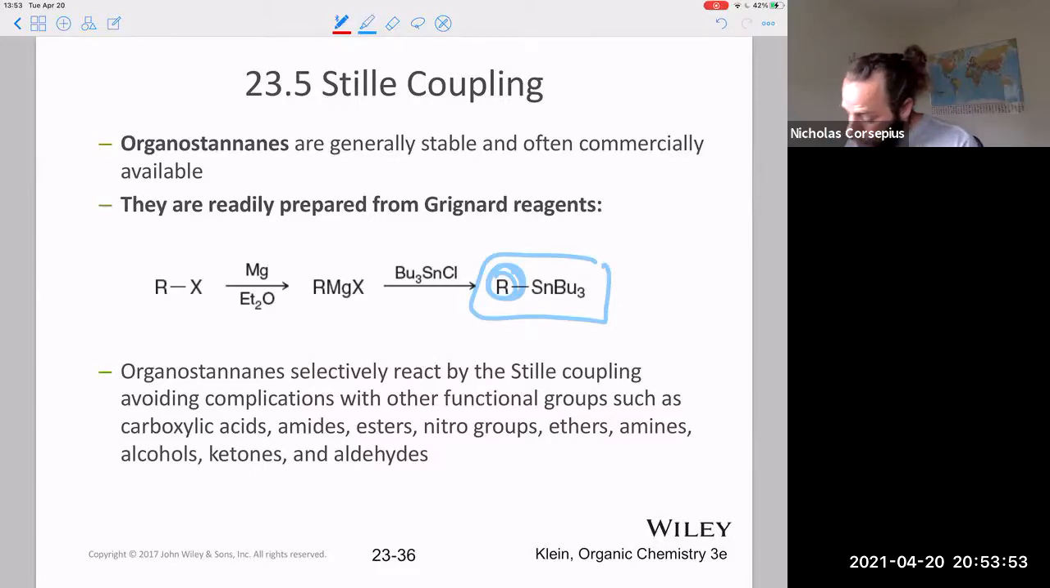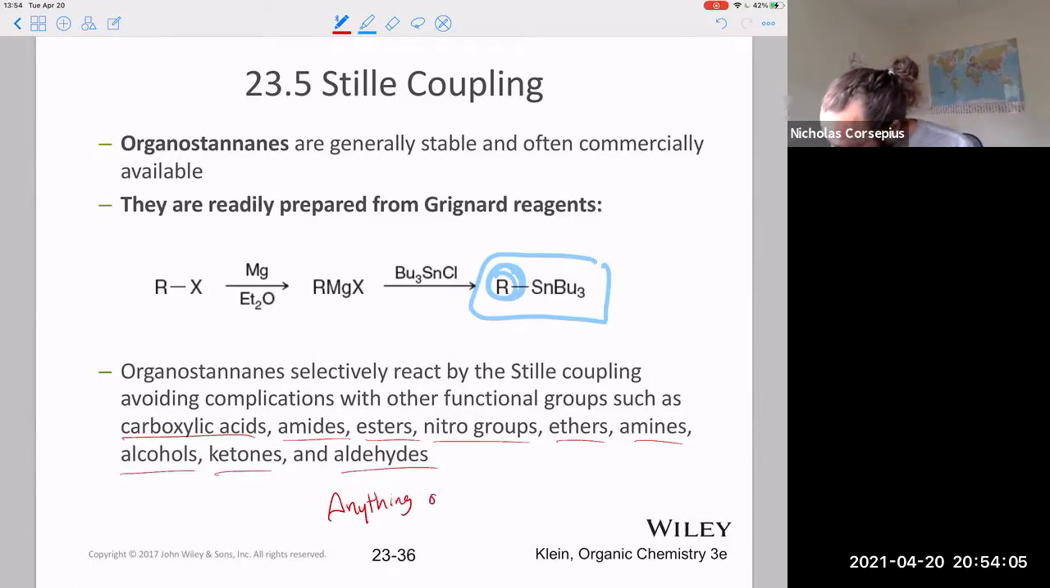So on the halide, you can have a variety of amines, alcohols, ketones, aldehydes. We'll basically say anything on the halide half. Okay.